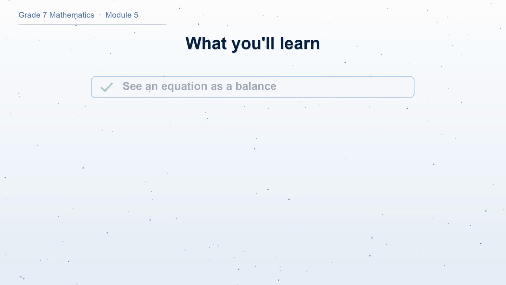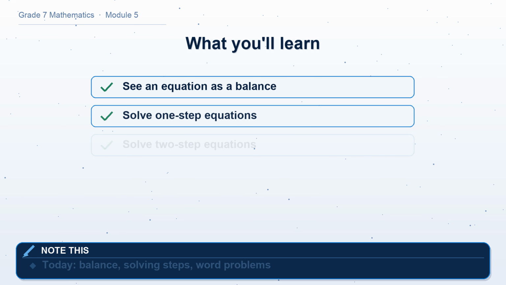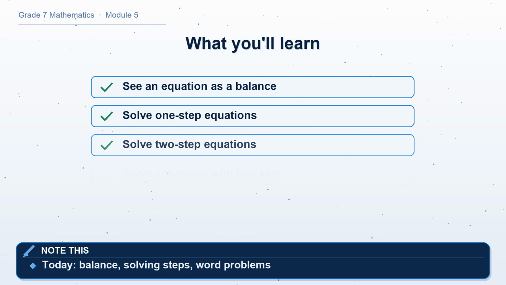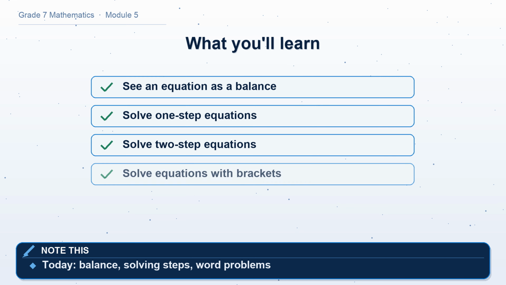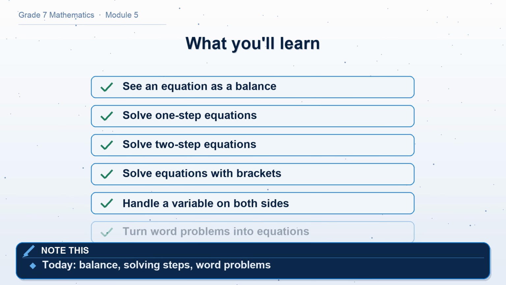Here is our plan for the lesson. We'll first picture an equation as a balance that must stay level. Then we'll solve one-step and two-step equations. We'll open up brackets and deal with a variable that appears on both sides. Finally, we'll turn real-world word problems into equations we can solve.